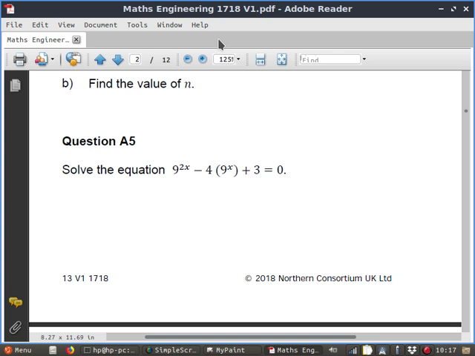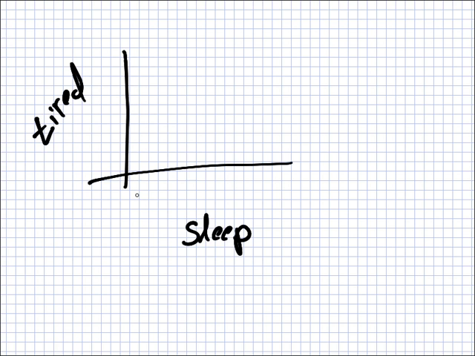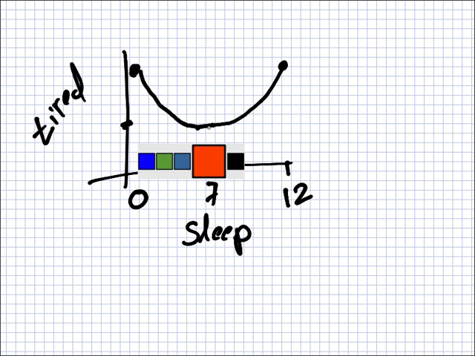You slept 12 hours. I don't know what happened. If I sleep too long, I still feel tired, but if I just sleep 6 or 7 hours, I feel so powerful. Tired, sleep, 0, 12. So 0, very tired. Sleep a little bit, less tired. Down here at 7, least tired. Maximum power, minimum tiredness.